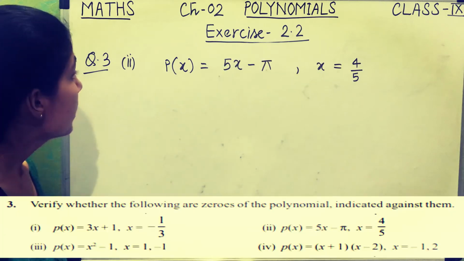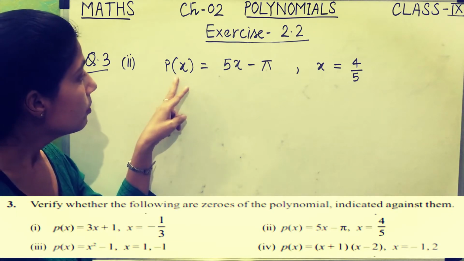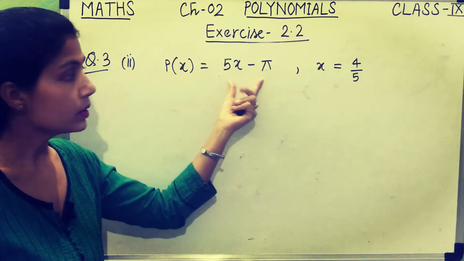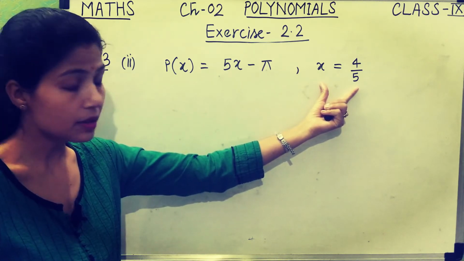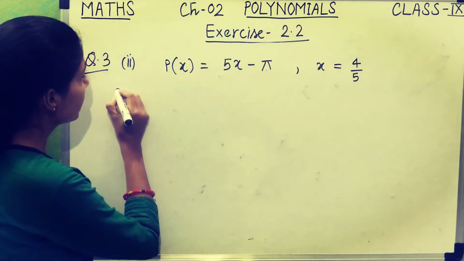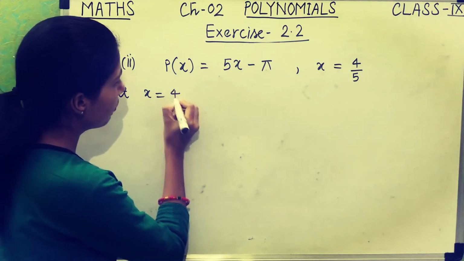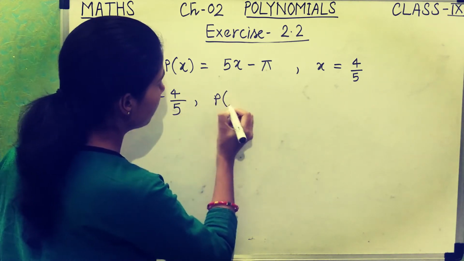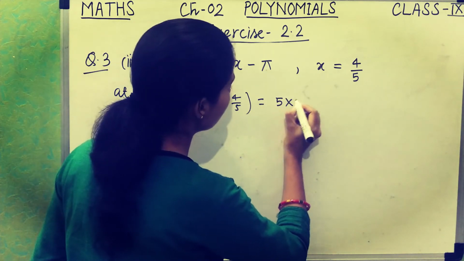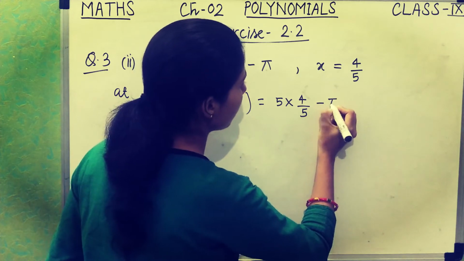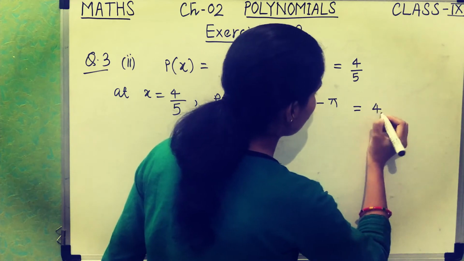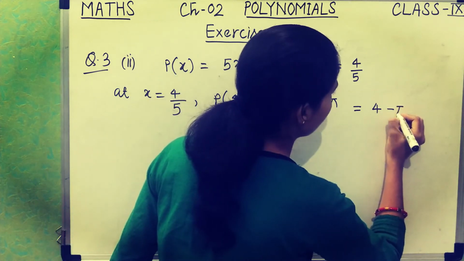Okay, now second part, the polynomial is p(x) equals 5x minus pi. Okay, so you have to check whether this zero exists or not. So x equals 4 by 5, so put the value here at x equals 4 by 5. p at 4 by 5 will be 5 into x, so 5 into 4 upon 5 minus pi. Okay, so 5 will be cancelled from here, so it is left with only 4 minus pi.